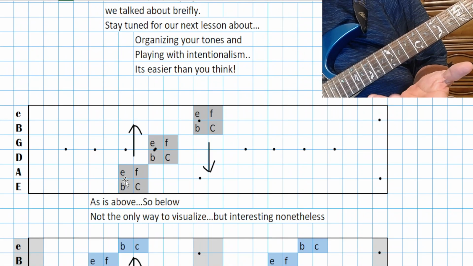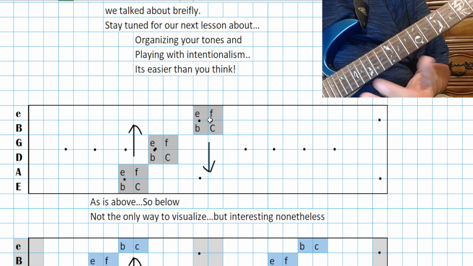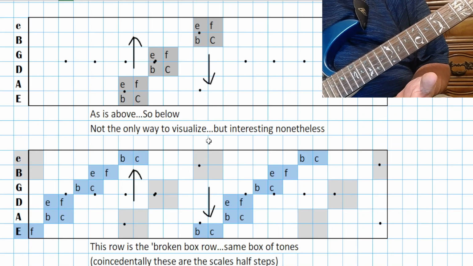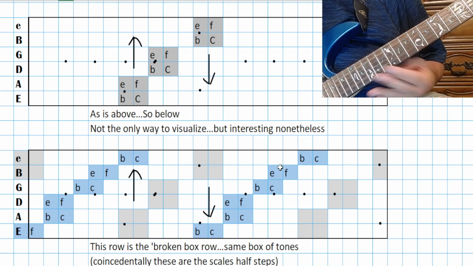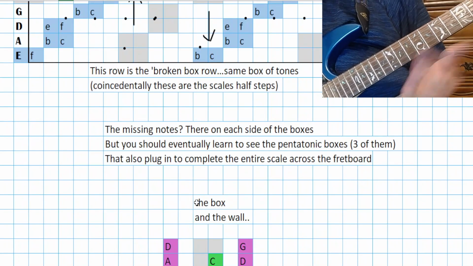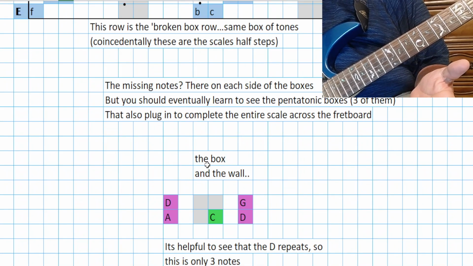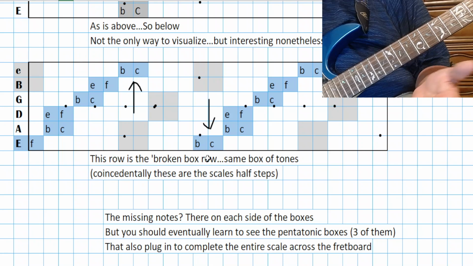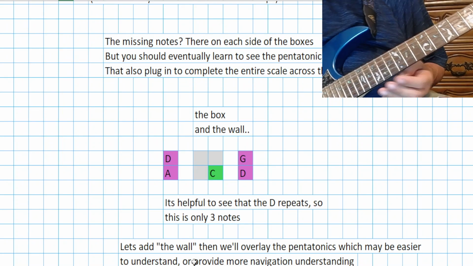So if you're now toggling around these squares, where can you find the other row of squares that's directly above and below? So you got this broken row here, and I explain more about why it's broken and all that stuff. We're going to move on. There are some missing notes, though. How do you find the missing notes? Well, it's easy. In front and behind the square, you have a wall of notes.